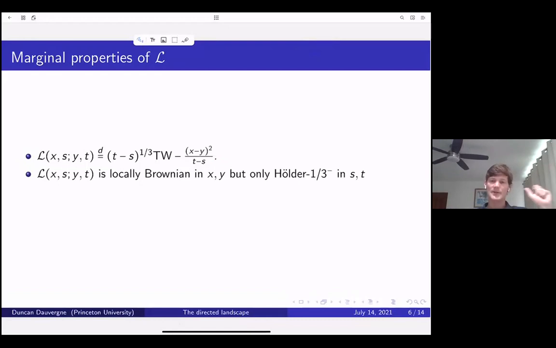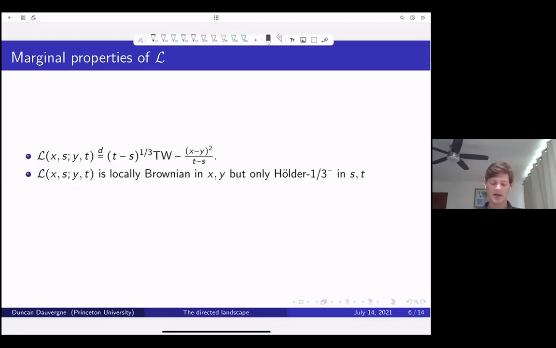So the next thing you can start to do is try and vary it. You can think about what happens when you vary just the spatial coordinates or just the time coordinates. If you vary just the spatial coordinates, so just x or y, then what you see basically just looks like a Brownian motion. Again, these things have been known prior to the full construction of this object. These particular results, I would say, go back to Corwin and Hammond.